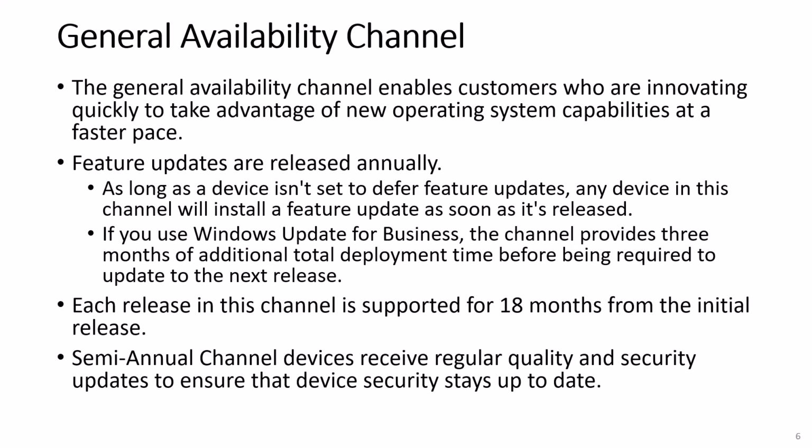The General Availability Channel enables customers who are innovating quickly to take advantage of a new operating system's capability at a faster pace. Feature updates are released annually. As long as the device isn't set to defer feature updates, any device in the channel will install a feature update as soon as it's released. If you use Windows Update for Business, the channel provides 3 months of additional total deployment time before being required to update to the new release. Each release in this channel is supported for 18 months from the initial release. Semi-annual channel devices receive regular quality and security updates to ensure that the device security stays up to date.